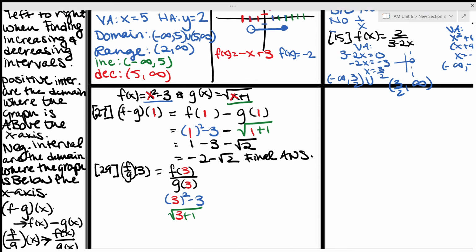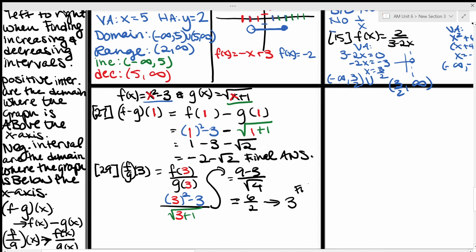Okay, so order of operations. You're going to have 9 minus 3 over square root of 4. What's 9 minus 3? 6 over square root of 4. 2, and then 6 divided by 2 is 3. So that's our final answer.